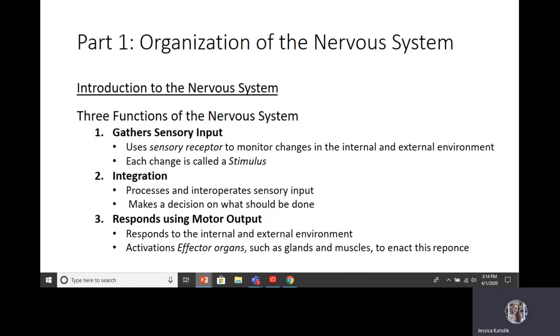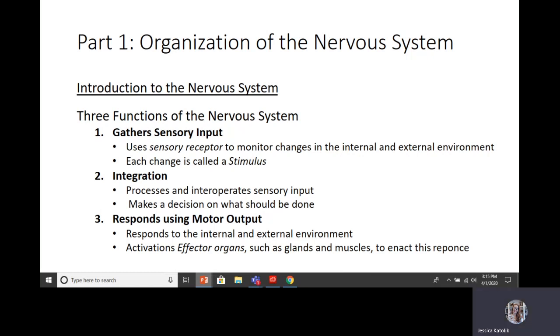So, gathering sensory input. Essentially, our nervous system is going to try to make sense of our external and internal environment. The external environment is what we see around us in our daily life. It's going to be the world outside of our bodies. And so we're going to use things such as photoreceptors to detect light so that we can see, and then touch receptors to be able to feel the environment around us. So we have receptors that are going to help us understand that external environment.